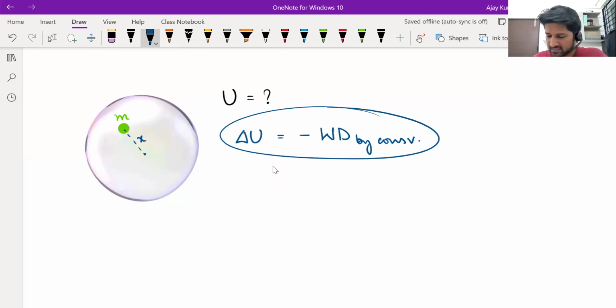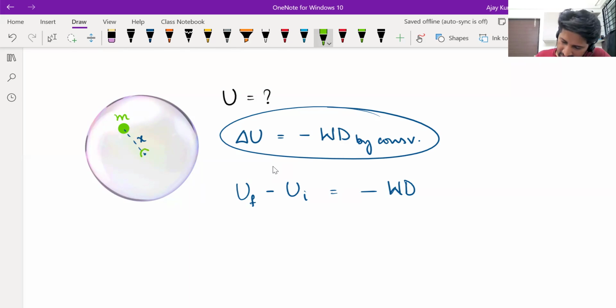Using this, you get change in potential energy, which is potential energy at the final arrangement minus potential energy at the initial arrangement, is negative of work done by conservative forces. So if you know potential energy at one position, then you can tell potential energy at another position using this basic formula. And that much we know. When the particle is exactly at the center, we know its potential energy. So assume the particle is taken from this position to this position. In that process, we can find out work done. And if we can find out work done, we can tell the final potential energy. Keep these ideas in mind.